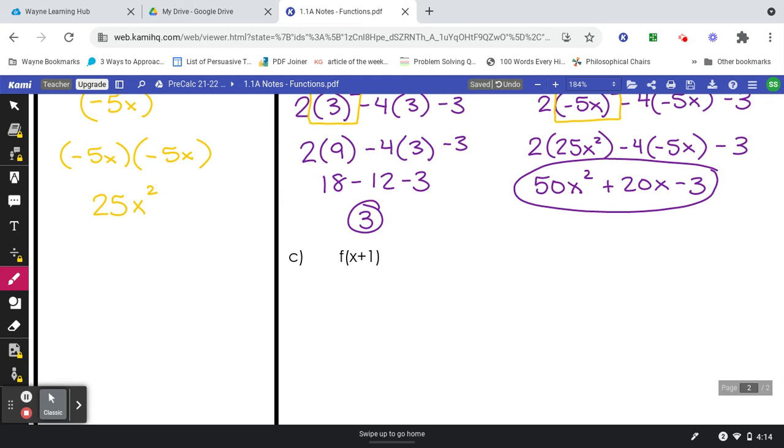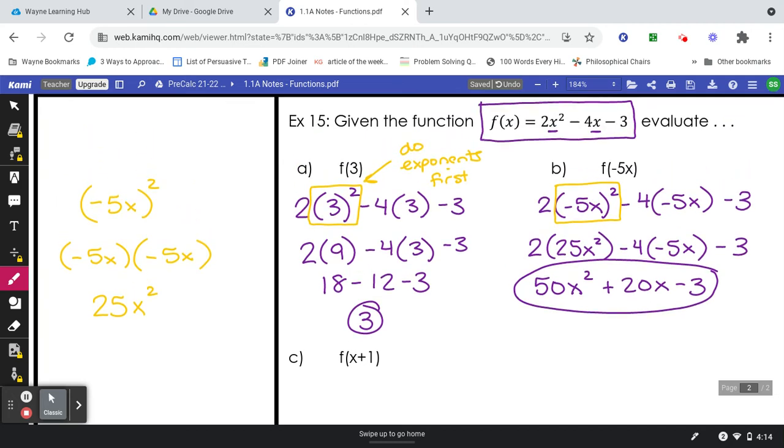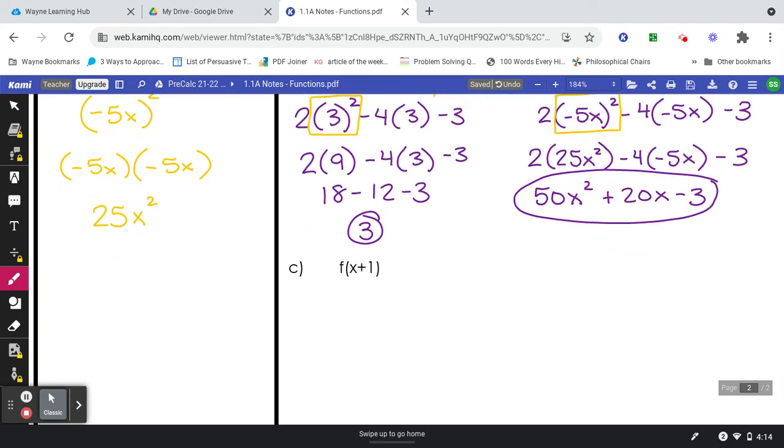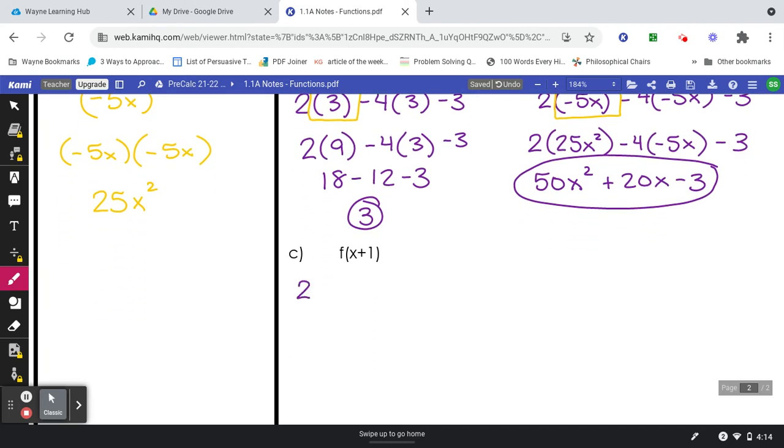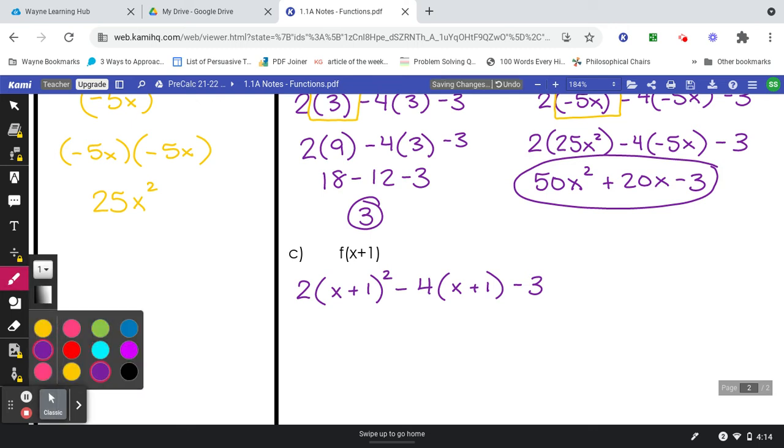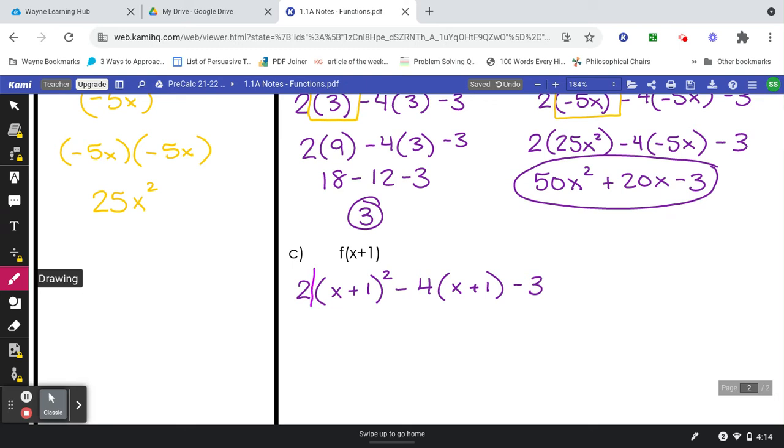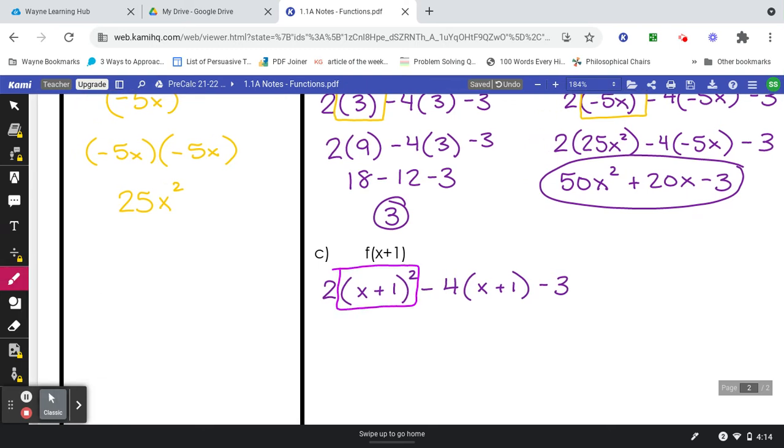All right, for part C, we're going to plug in an x plus 1 into our equation for the x's. So 2 times x plus 1 squared minus 4 times x plus 1 minus the 3. I'm going to work this little piece here. Same way I did up here. This one's going to be different. I have to FOIL this.